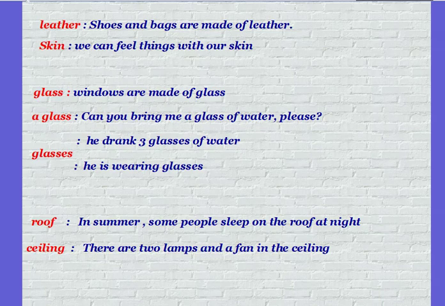So I have glass, a glass, glasses. What is the difference between them? Glass is the material, like windows are made of glass. A glass means a glass of water, the thing we drink something in. So, can you bring me a glass of water, please? Or I can say, he drank 3 glasses of water.